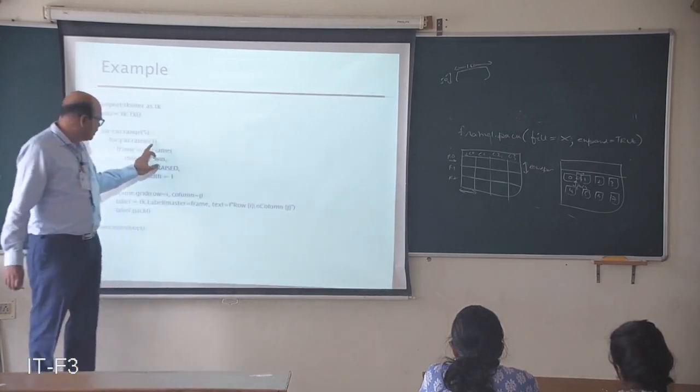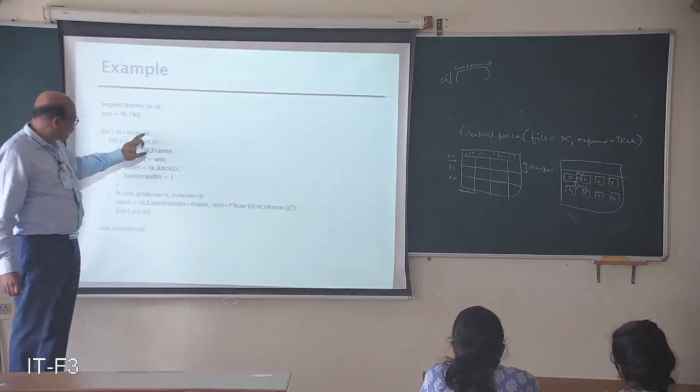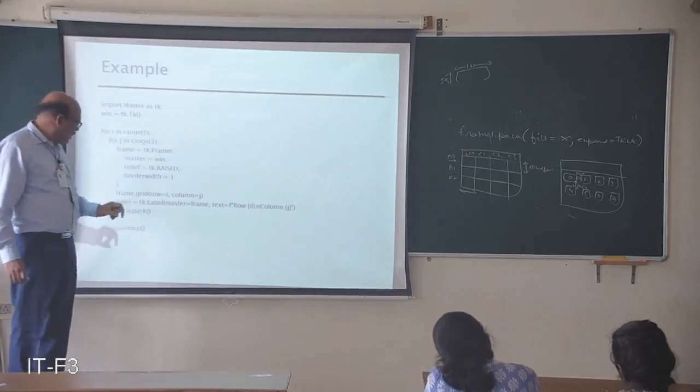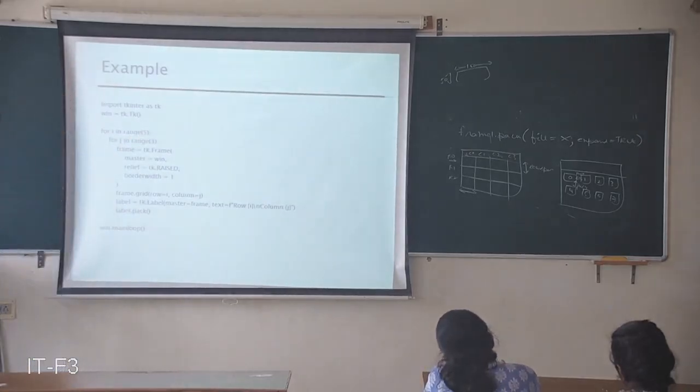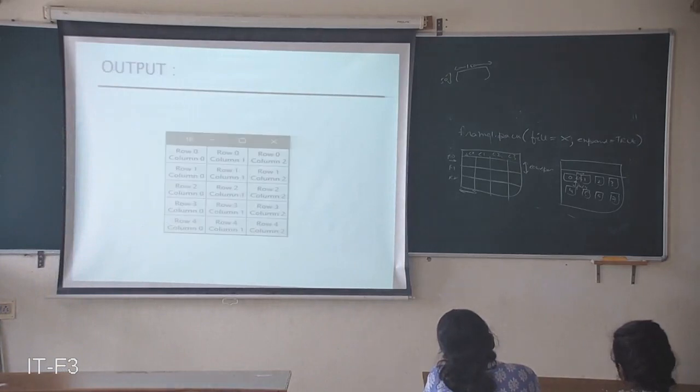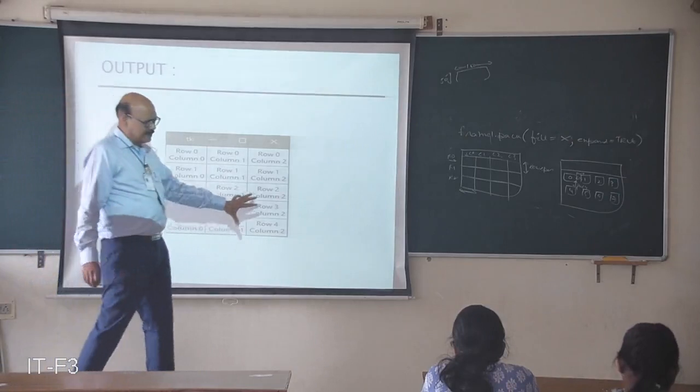So 0 to 4 and 0 to 2. So 0 to 4 rows, 0 to 2 columns. Now just see the output and then we will come back. Now if you see the output, this is how the output will be organized.